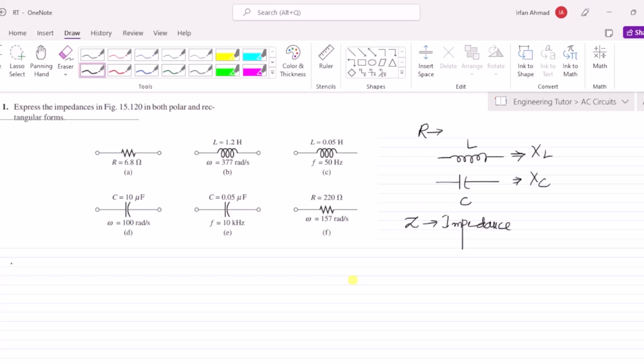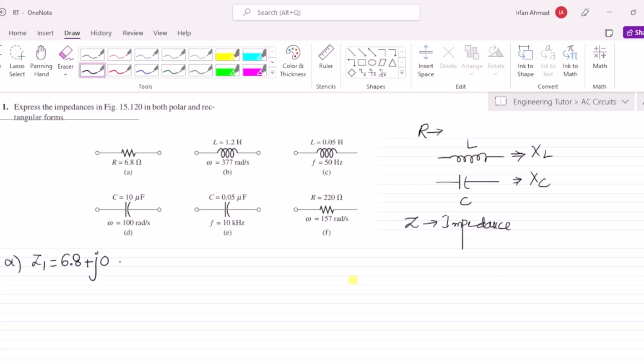So that would be the impedance. So here in our question A, we are asked to express the impedances in both polar and rectangular form. So initially here in part A we have R 6.8. As this one is only the real quantity, the impedance, let me call it Z1, is only 6.8 ohm. So this is 6.8 plus j0, the imaginary quantity here is 0. So that is the rectangular representation.